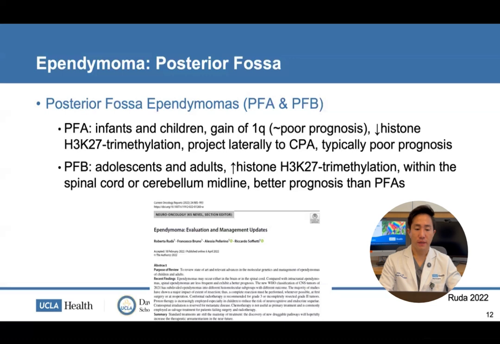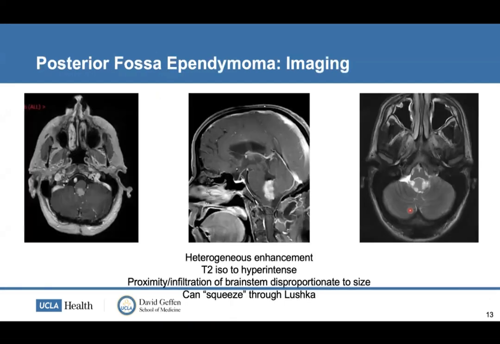PFBs are commonly found in adolescents and adults. They are characterized by increased histone H3K27 trimethylation and are found more commonly within the spinal cord or cerebellar midline. They have a better prognosis than PFAs.